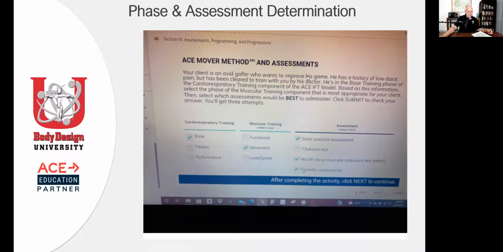And what does he want to do? Improve his game. How do you improve the game of a golfer? He's got to swing harder, right? He's got to have postural control, stability. He's got to be strong, so he needs to be training. That's why you would probably look at the load speed. History of low back pain, but has been cleared by his doctor, means that he's fine. He's good to go. I don't know what causes his low back pain, but if he's an avid golfer, like I just said, it could be that he's just putting a lot of stress on his low back.